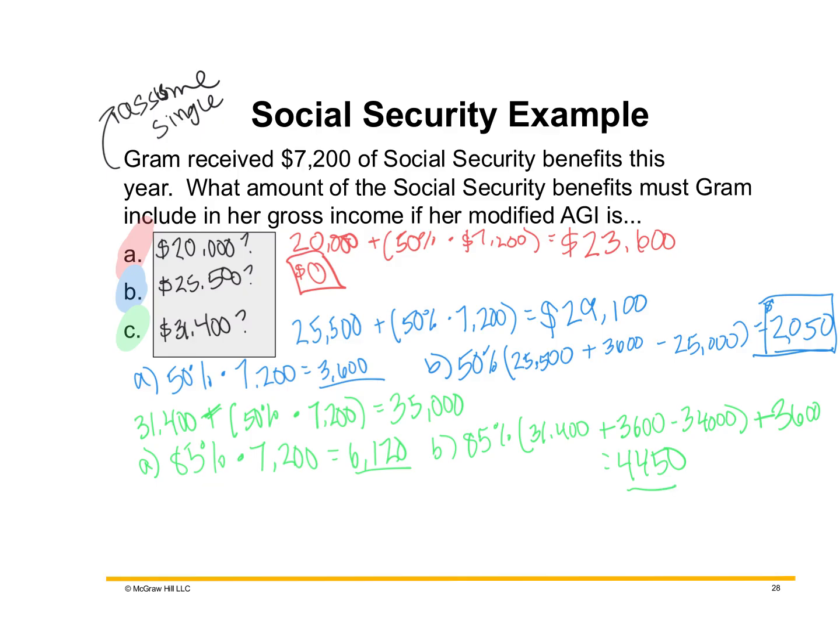So then, whenever we compare A and B, we want the lesser of our two options. In this case, option B is our lower number. So here I'll throw a $ sign in there. In scenario C, our taxable Social Security benefits will be $4,450.